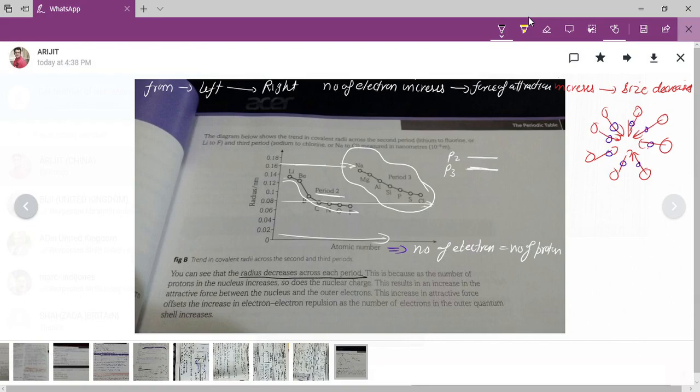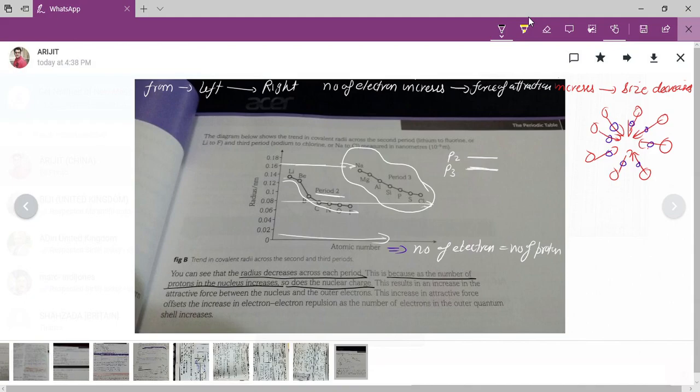Now they are giving the reason. Because as the number of protons in the nucleus increases, so does the nuclear charge. That means the nuclear charge will also increase. Actually, for many years I was not able to understand what this means. Then after many years I understood that they are explaining two things here: as the number of protons in the nucleus increases, the nuclear charge also increases.